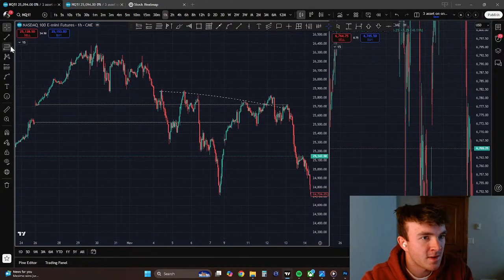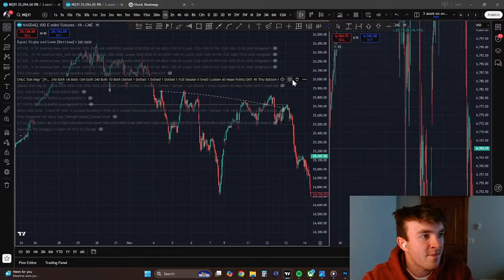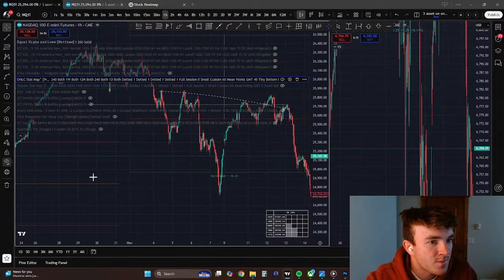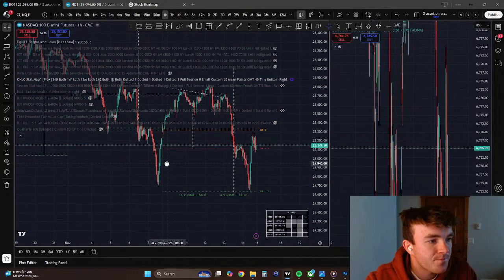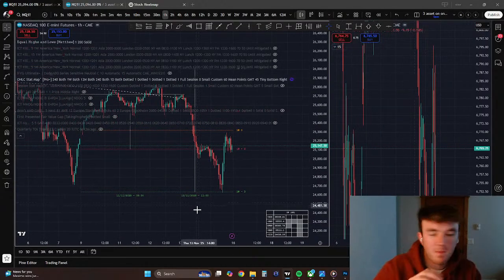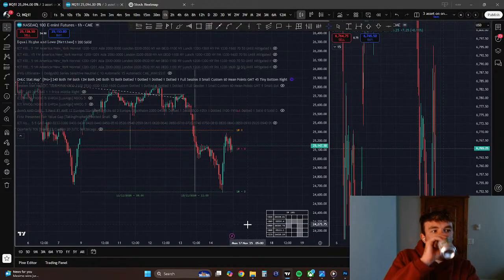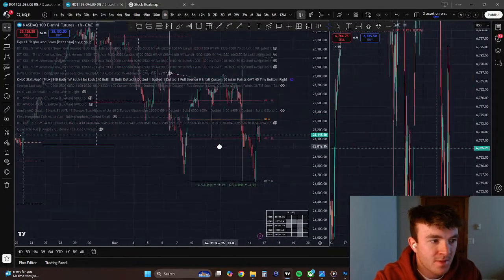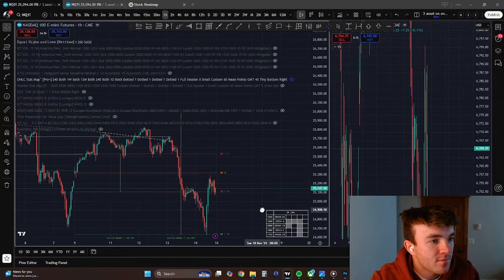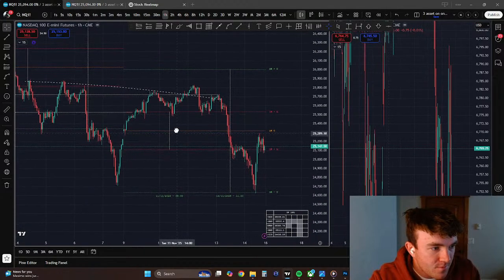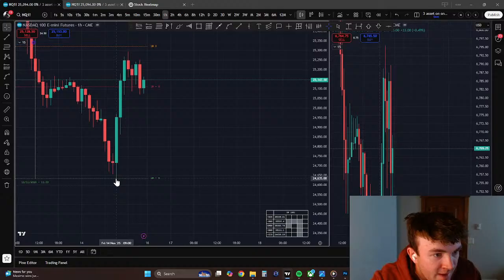Where'd the week open here? Actually, let's look at stat map. Wow, the low was right at that weekly distribution level. That's pretty cool. Is it actually? Wow, look at how precise that was.